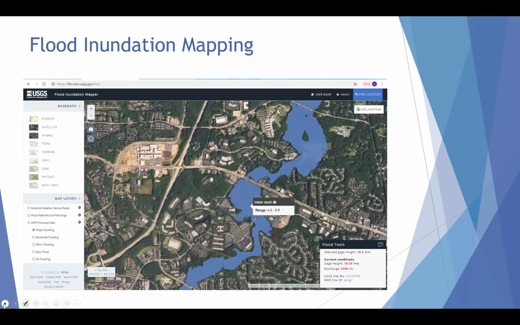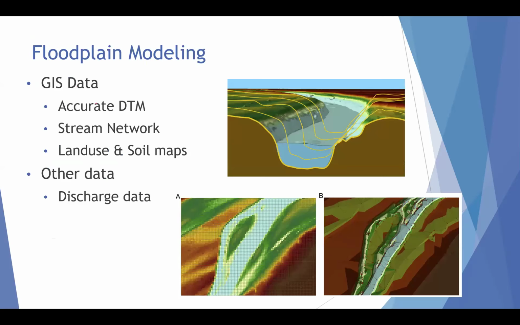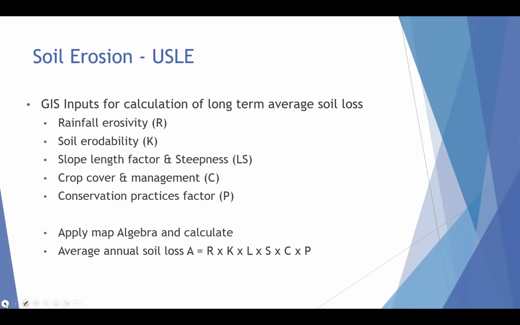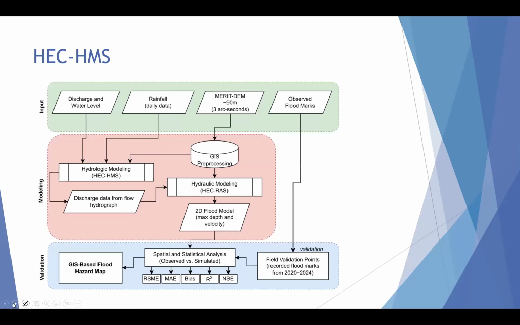Okay, now moving on to floodplain modeling. As I already mentioned, the DTM is required when we are looking at floodplain modeling, and you may need a stream network, land use and soil map, and the discharge data. So basically, this is what we have seen here.